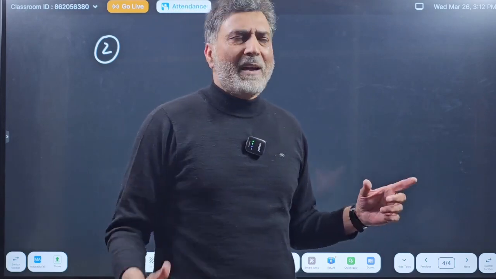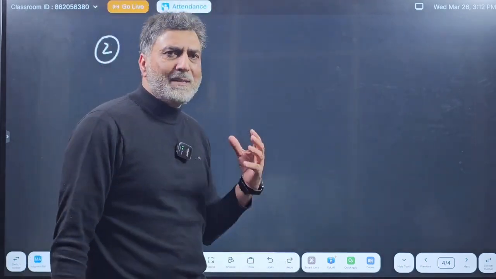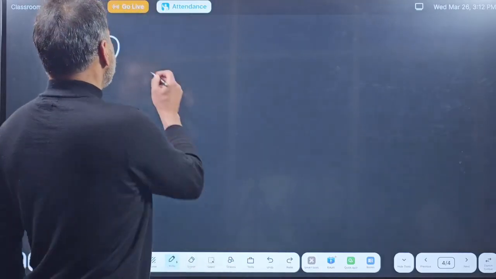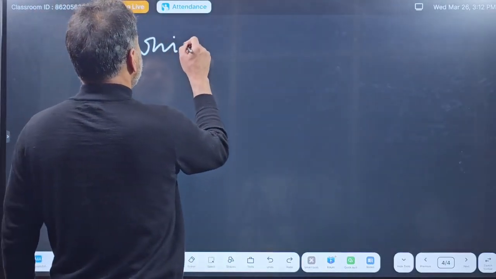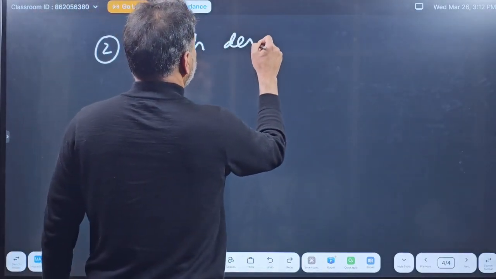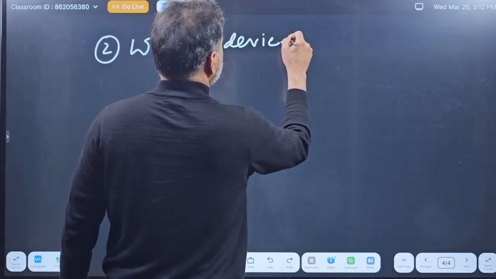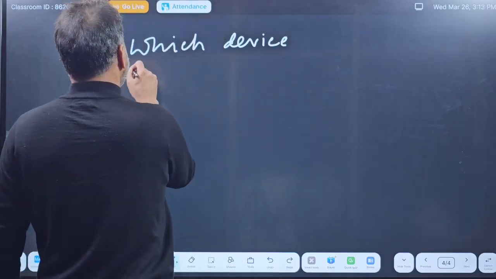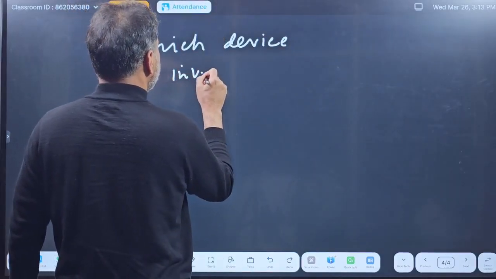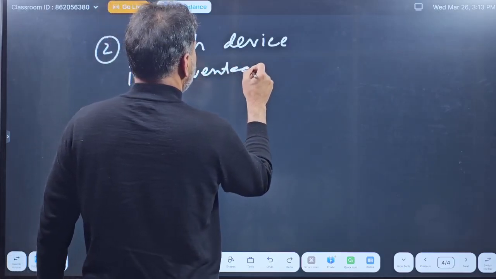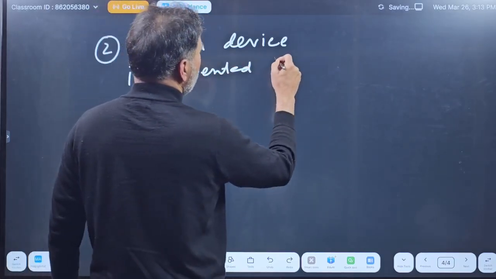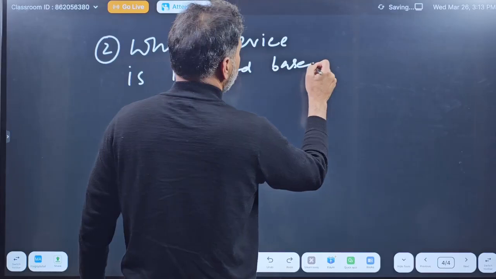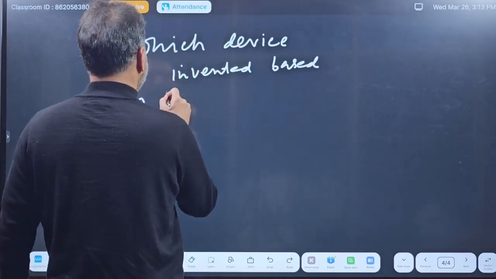Which device has been invented based on this principle?